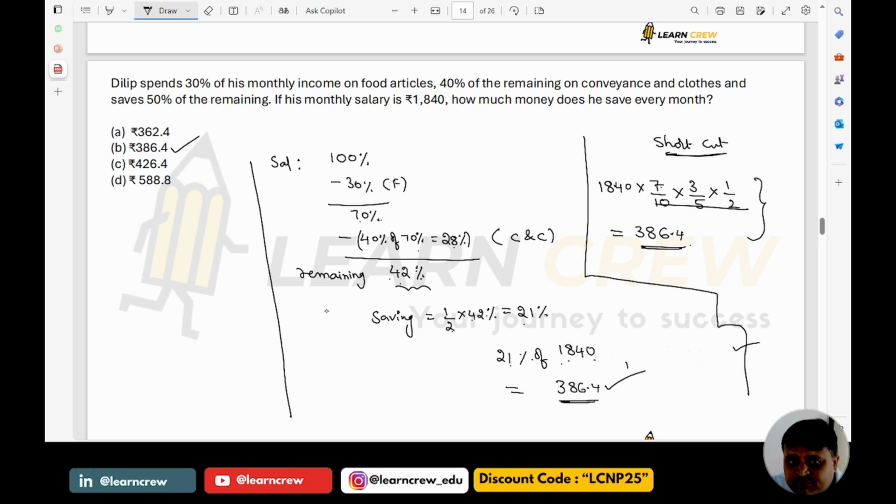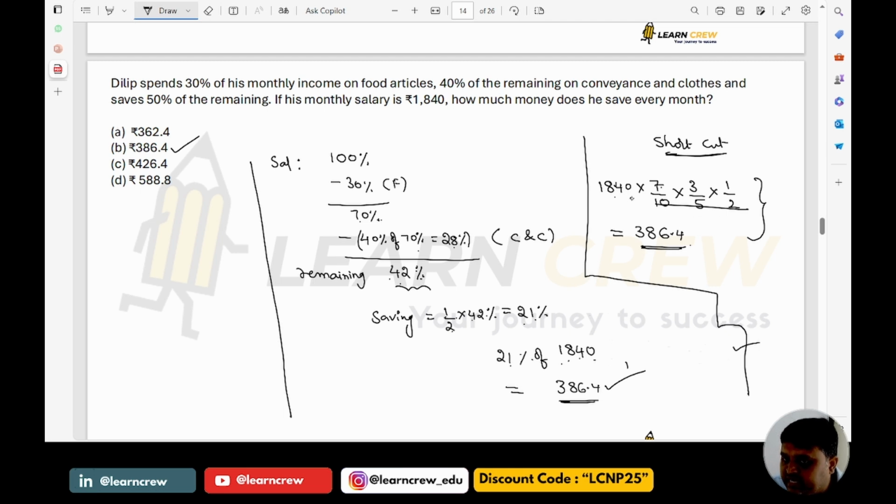This is the traditional procedure everybody thinks. So 100% income, 30% went on food, the remaining 70, 40% of that went, so remaining 42%, right? So on that again half is spending, half is saving. So that half is 21% of total. This is the traditional procedure. This is the simple step. This procedure is important.